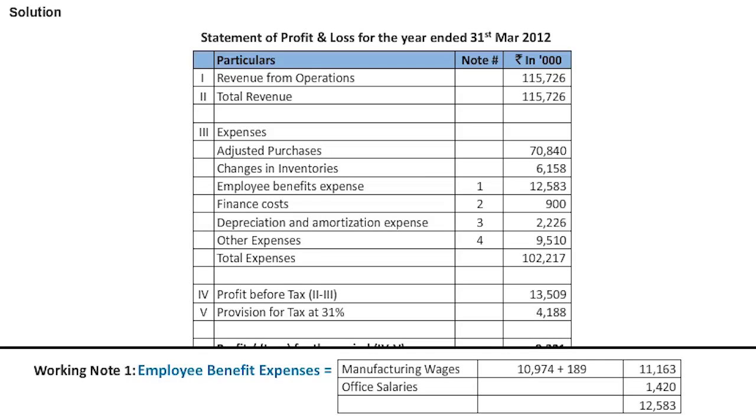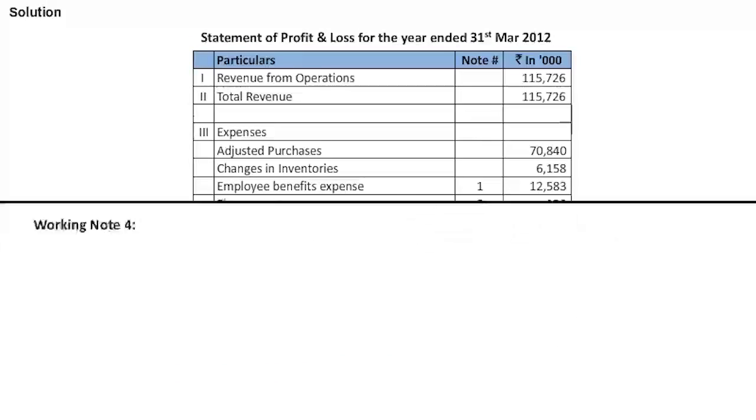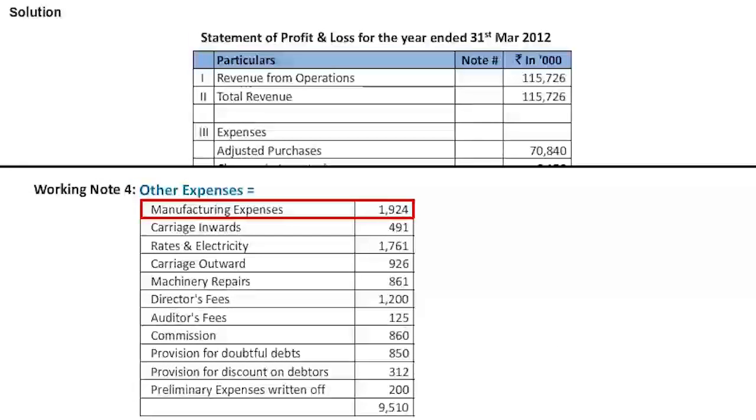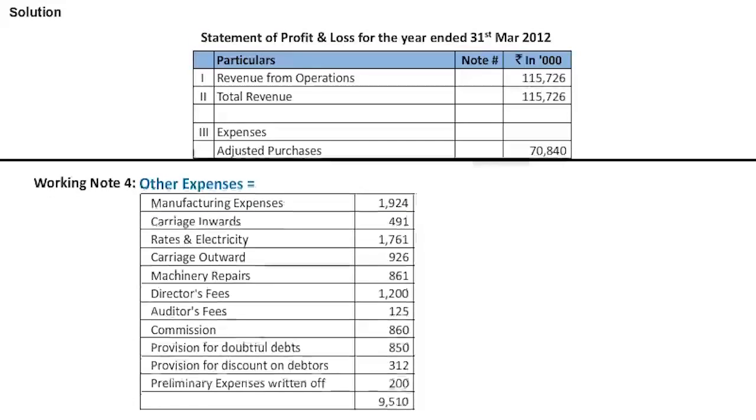Then manufacturing wages 10,974, that will be part of your employee benefit expenses. And let us go to note number 1. Manufacturing wages 10,974 and you have in the adjustment 189. So 10,974 is basically part of your manufacturing wages. Manufacturing expenses 1,924, that will be part of your other expenses. Note number 4, 1,924 is your manufacturing expenses.